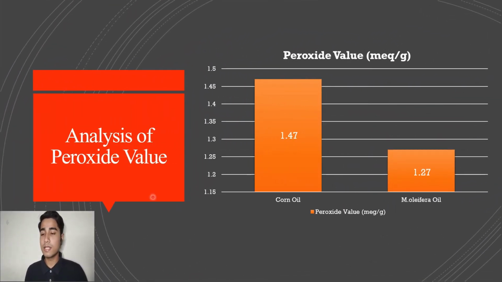So for this part is the analysis of peroxide value. For peroxide value, we conduct the analysis after 3 days. For corn oil, we get about 1.47, and for Moringa Oleifera oil, we get about 1.27.